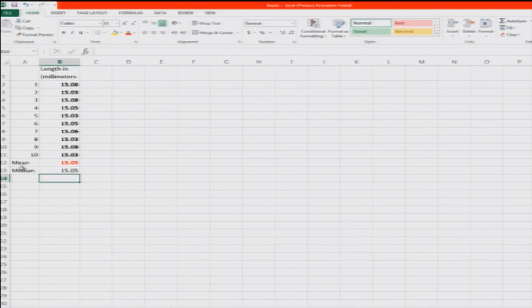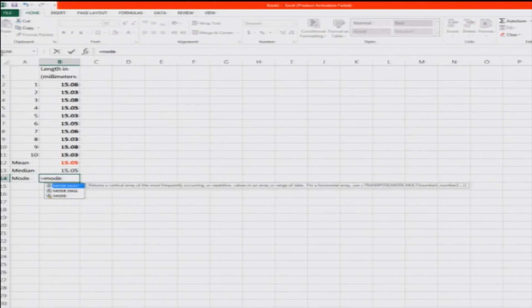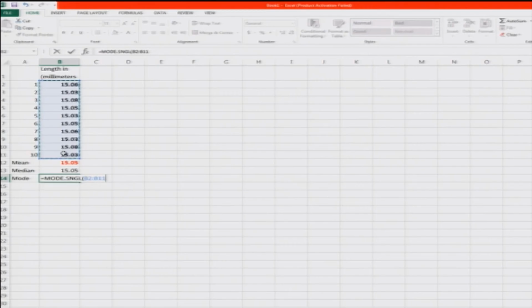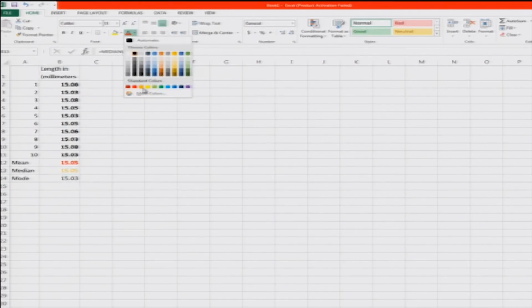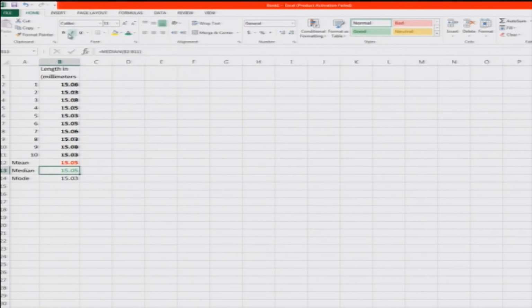So, let me try to find the mode. For mode, I need to put mode here. Okay, mode is also coming. Mode is 15.03. So, if I see these values, these are the exact values that I calculated using my pen only. Mean, median and mode. I will put different colors here.